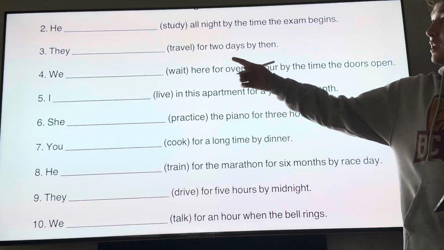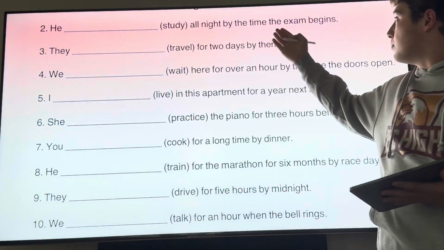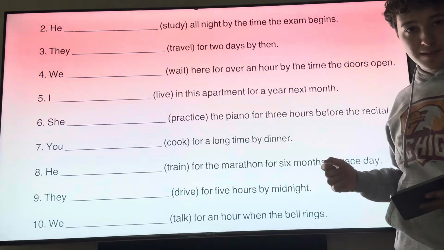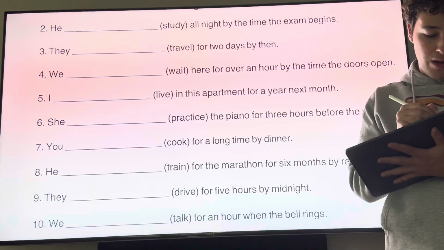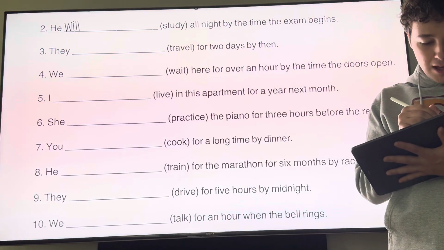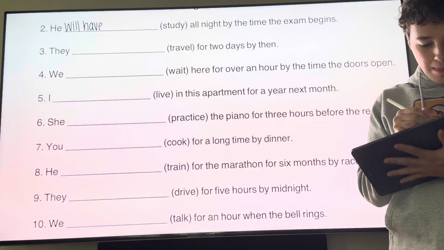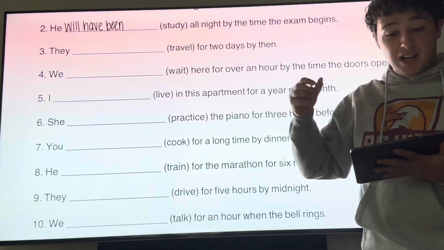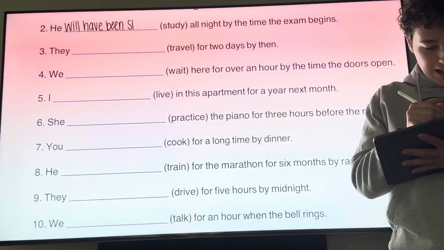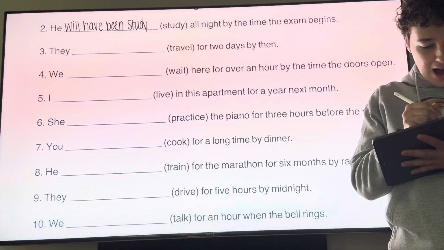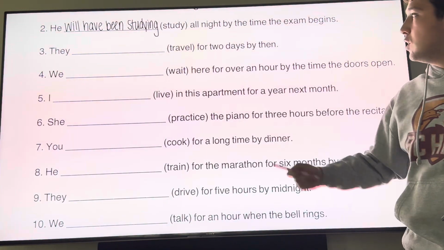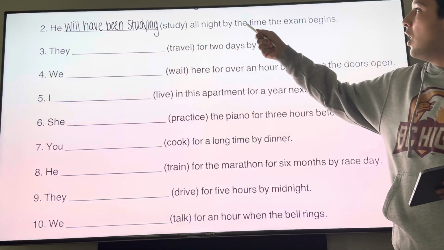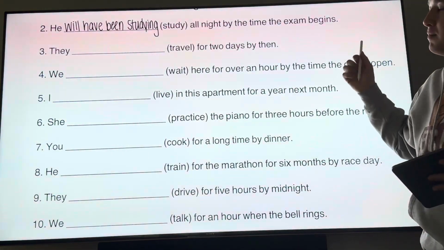Number 2, he blank study all night by the time the exam begins. So you always add will have been. The verb they give you is study. So you add study and then ing. He will have been studying all night by the time the exam begins.